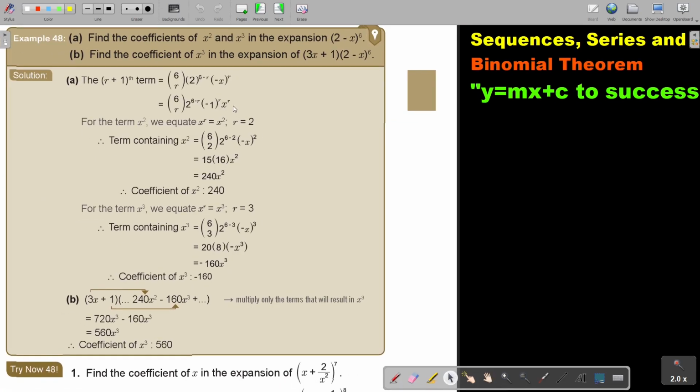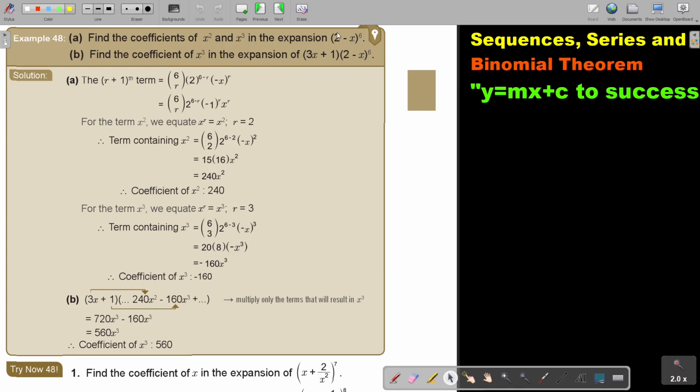Okay, so basically, we're just going to say that it must be x squared, so r is going to be 2. Then I put 2 in, and basically, I'm putting it in that step, in the front one, and I'm getting, so the coefficient is 240. Exactly the same here, then r is 3, I put it in, I work it out, and I get negative 160 is the coefficient.